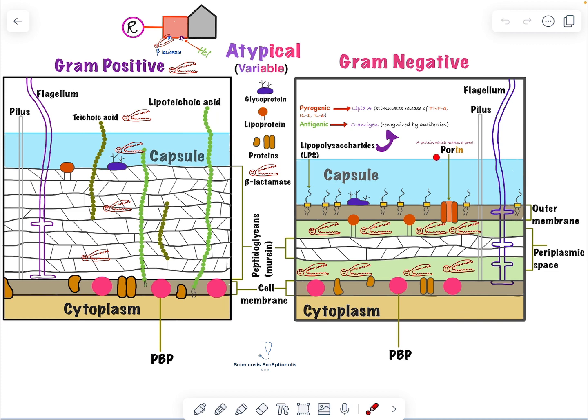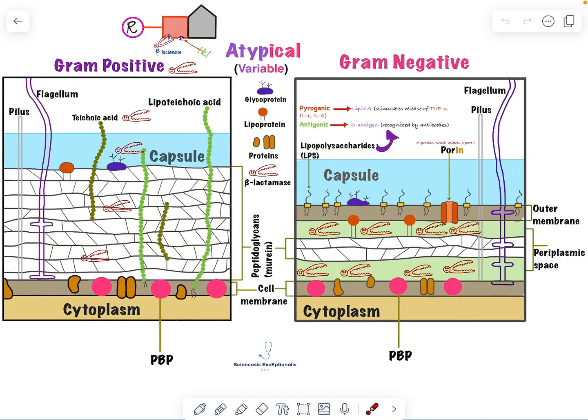When the penicillins or the antibiotics pass through the porin into the periplasmic space, they will be destroyed immediately by the beta lactamase. That's why gram-negative bacteria are more resistant against beta-lactam antibiotics, particularly the penicillins.